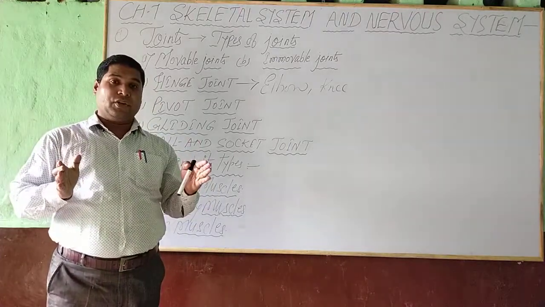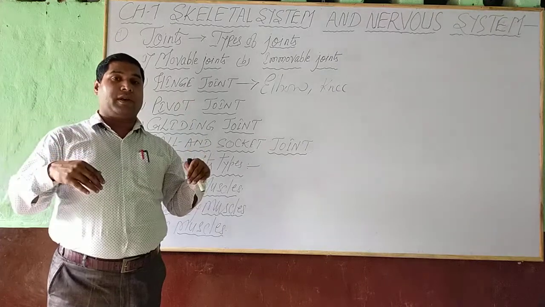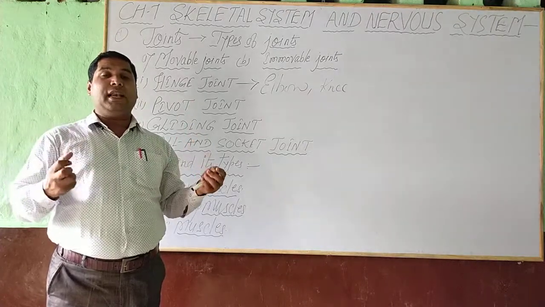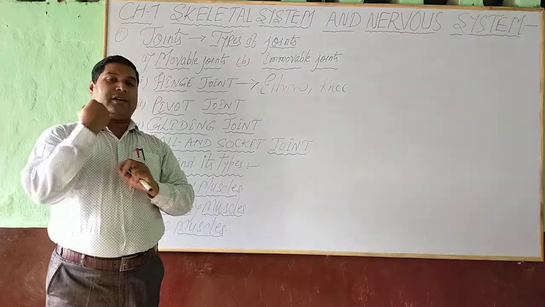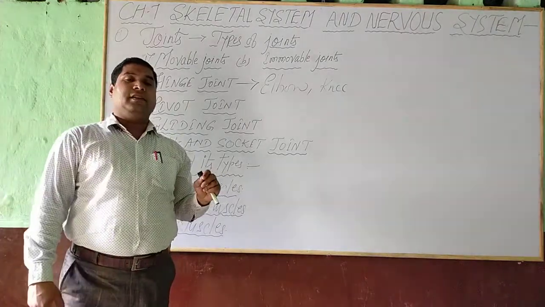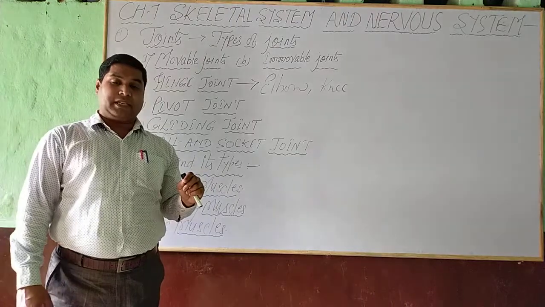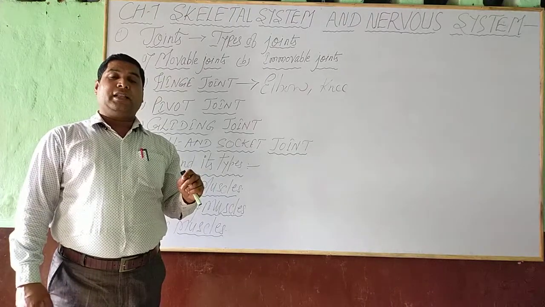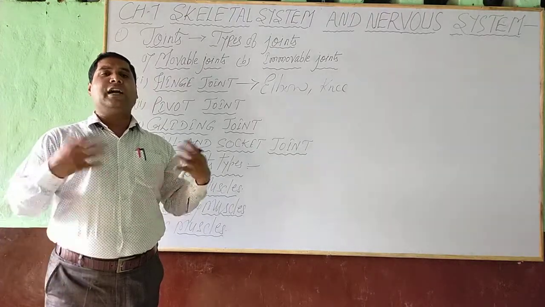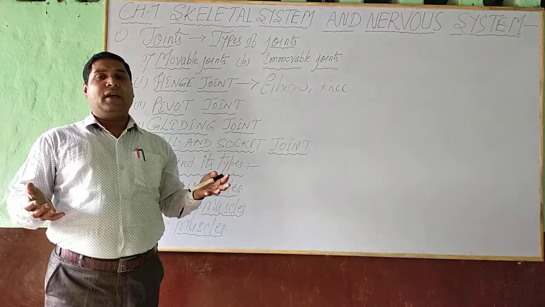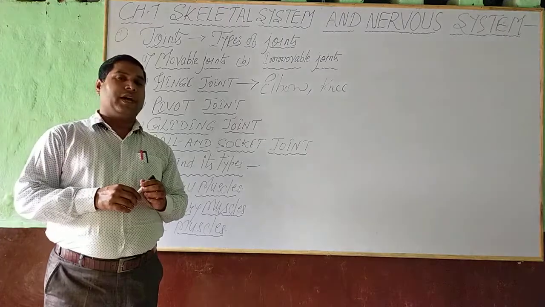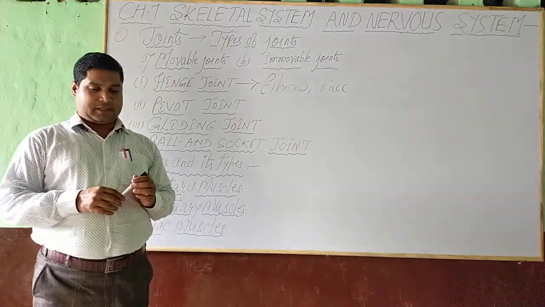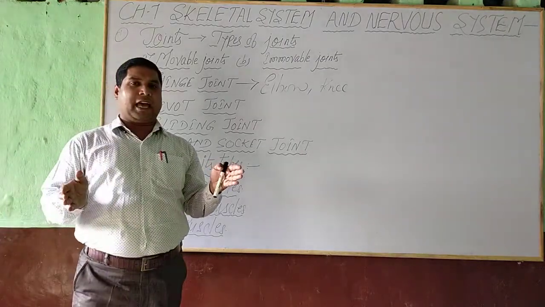Those muscles which can function according to our will are known as voluntary muscles. So muscles of our hand, muscles of our leg are known as voluntary muscles. And those muscles which can't be controlled by our will or by the action of our brain are known as involuntary muscles.